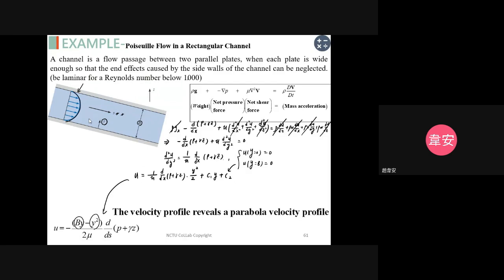Okay, due to the time limit, I don't show the example for the C1, C2 coefficients here. You can work through the problem by yourself because we already have the two boundary conditions, so you can solve the two unknown parameters C1 and C2.